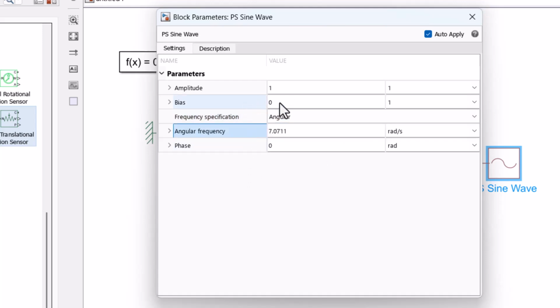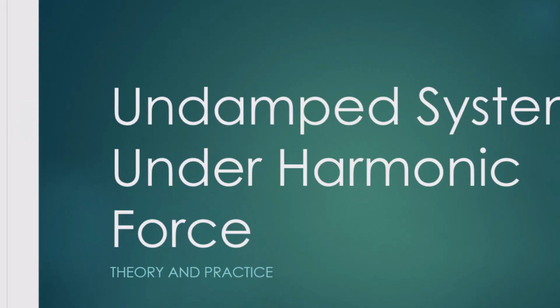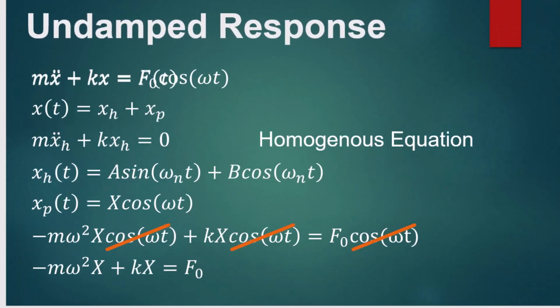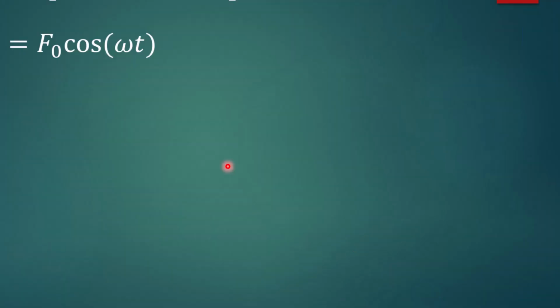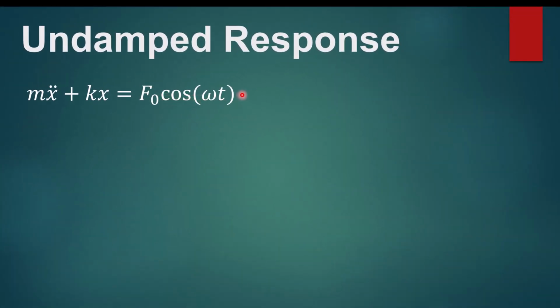I don't need any bias. So if you want to know what the equation is, you can look at the description. So my equation was this: F naught times cosine of omega t. So there is no offset, there is no bias, and it is just a constant value times a cosine term.